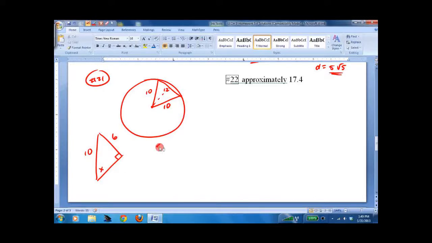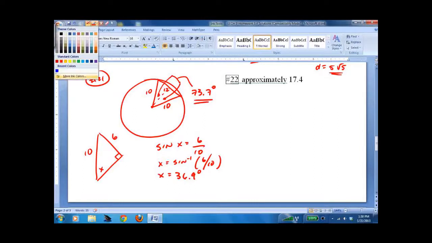So it looks like sine. Sine of x equals 6 over 10. X equals sine to the negative first of 6 over 10. Calculator. X equals 36.9 degrees. But remember, that was only this part. You need them both. So double it, and you get 73.7 degrees. And you might say, but that's the central angle. I want to know what the arc is. Well, the arc and the central angle are the same. So, same answer.